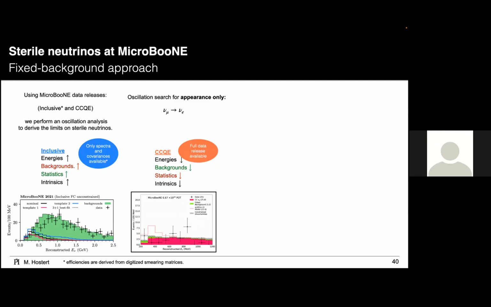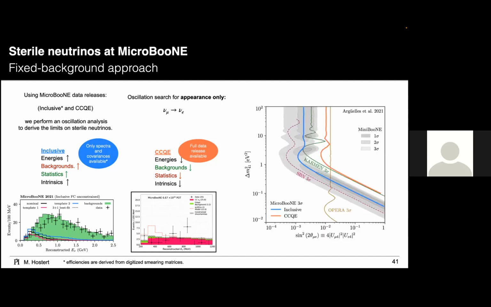oscillation model for inclusive and CCQE data sets of MicroBooNE. They have advantages and disadvantages. In the inclusive one, you have more statistics, but your backgrounds are higher. And in the CCQE, your backgrounds are smaller, but your statistics is also smaller. So it's a non-trivial interplay here. But by doing this, predicting event spectra in MiniBooNE in a given model, and then asking the question, what is the agreement with MicroBooNE data? We're able to set limits in the parameter space of the oscillation.